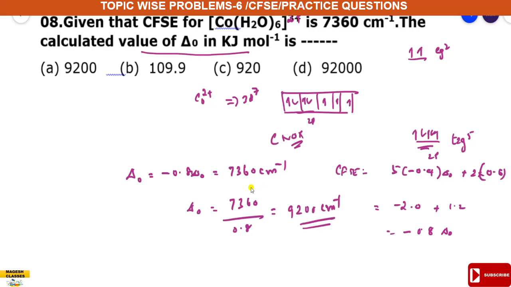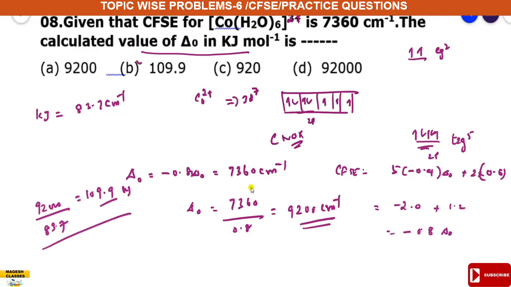But in the question, it is in kilojoule mole inverse. So in order to convert, we have to remember this conversion factor: 1 kilojoule is equal to 83.7 centimeter inverse. Okay, so in kilojoules, 9200 centimeter inverse divided by this 83.7. So automatically the answer will be 109.9 kilojoules. Clear? Our answer is B.